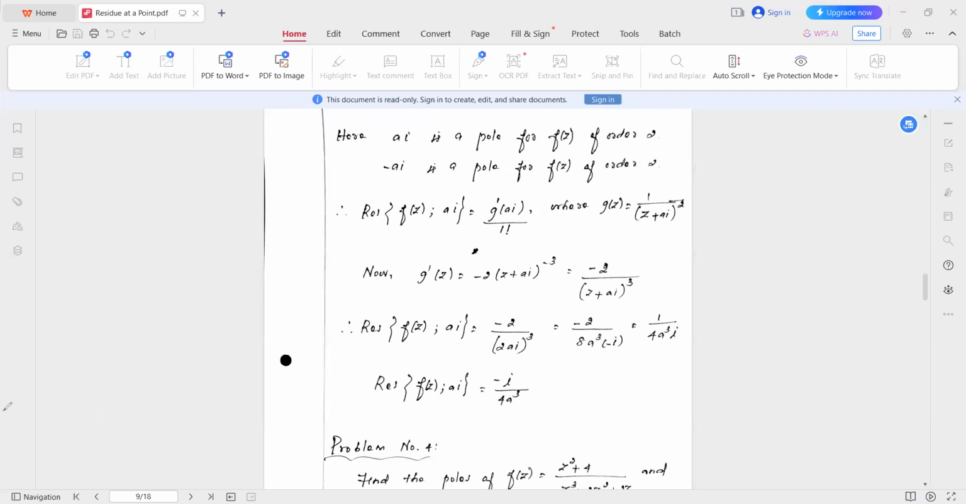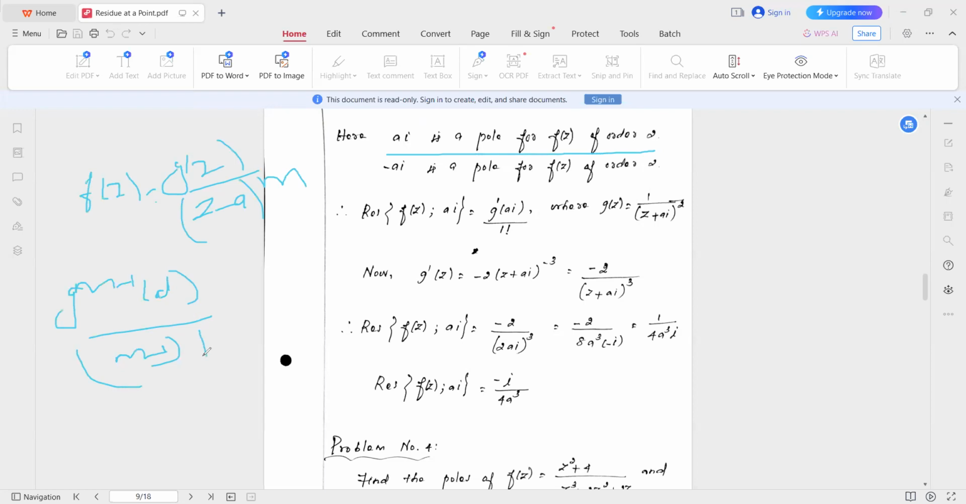Here ai is a pole of order greater than 1. So which formula do we have to apply here? If f of z is equal to some g of z by (z minus a) the whole power m, then the residue value is g power (m minus 1) of a by (m minus 1) factorial. So this formula only we are going to apply. The denominator part should be of the form (z minus a) the whole power m.